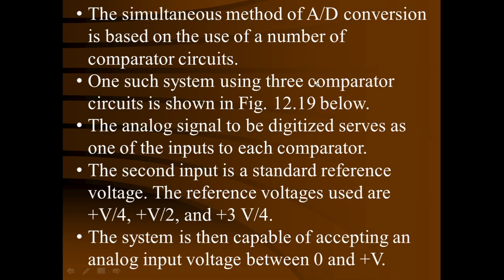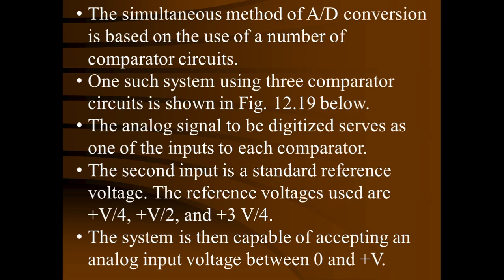One such system using 3 comparator circuits is shown in the figure, and hence we require 3 comparators here. The analog signal to be digitized serves as one of the inputs to each comparator. The second input is the standard reference voltage. The reference voltages used are plus V by 4, plus V by 2 and plus 3V by 4. So for each comparator, one of the inputs is the analog input voltage which is supposed to be digitized. Another input of each comparator must be the reference voltage.